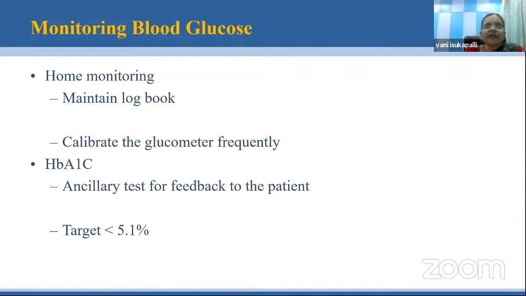The next important thing is how frequently blood glucose has to be monitored. It's always better to have home monitoring by a calibrated glucometer. And the woman is advised to maintain a logbook regarding the blood glucose values. And occasionally we may do hemoglobin A1C. It is only an auxiliary test which will give feedback to the patient on how strict she was in controlling her blood sugar, and the target is 5.1 or less.